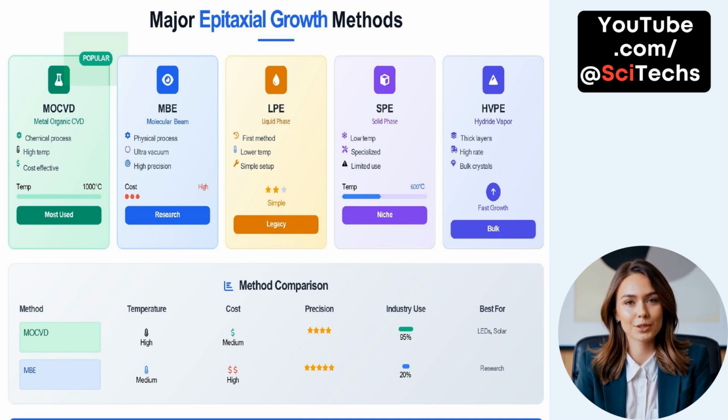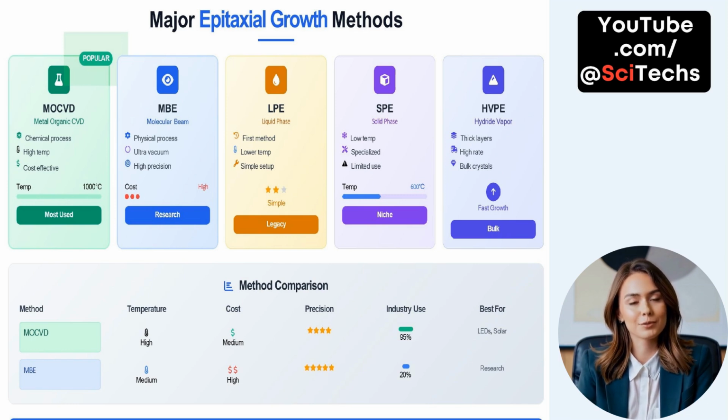LPE, or liquid phase epitaxy, is a legacy technique with lower temperatures and simpler setups, but is rarely used in modern manufacturing. SPE, or solid phase epitaxy, operates at lower temperatures and is suited for specialized, limited-use applications. HVPE, or hydride vapor phase epitaxy, offers fast growth of thick layers, ideal for bulk crystal production. Each method serves specific industry needs.